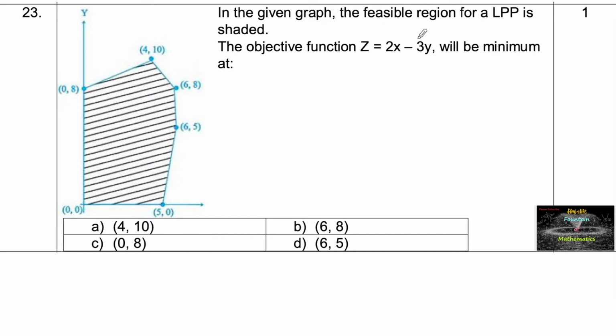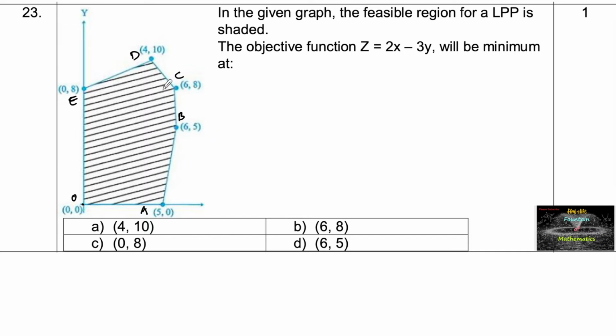In the given graph, the feasible region for the LPP is the shaded region. The objective function z is equal to 2x minus 3y will be minimum at. Since we know that the optimal value, that is minimum or maximum, must occur at a corner point of the feasible region. It's a bounded region. So the corner points are here. Say this is O, A, say this point is B, C, and this is D, and this is E. These are the vertices, we can say, of the feasible region.